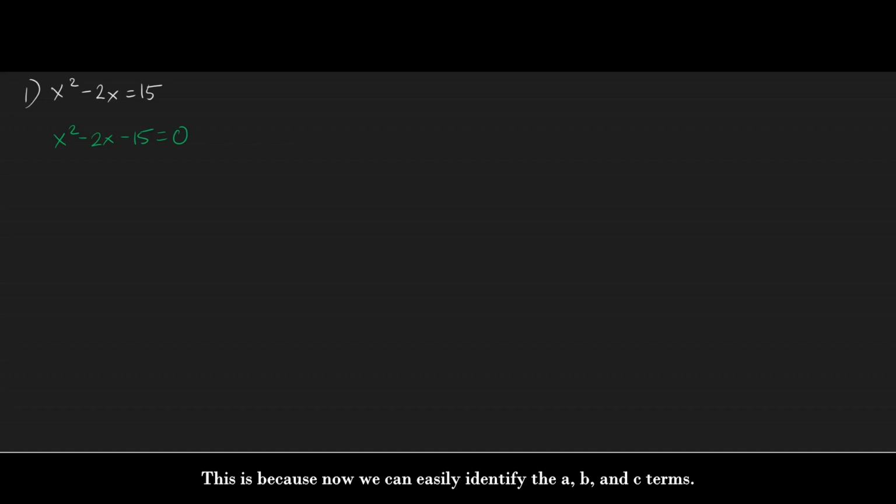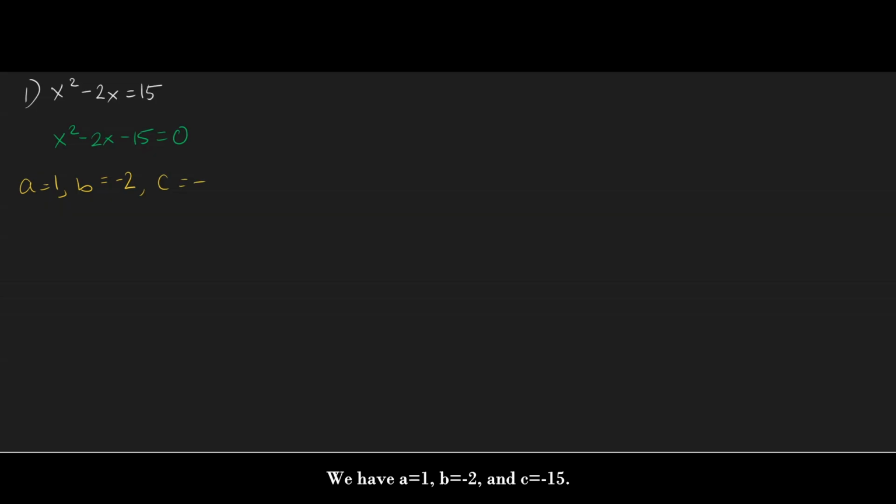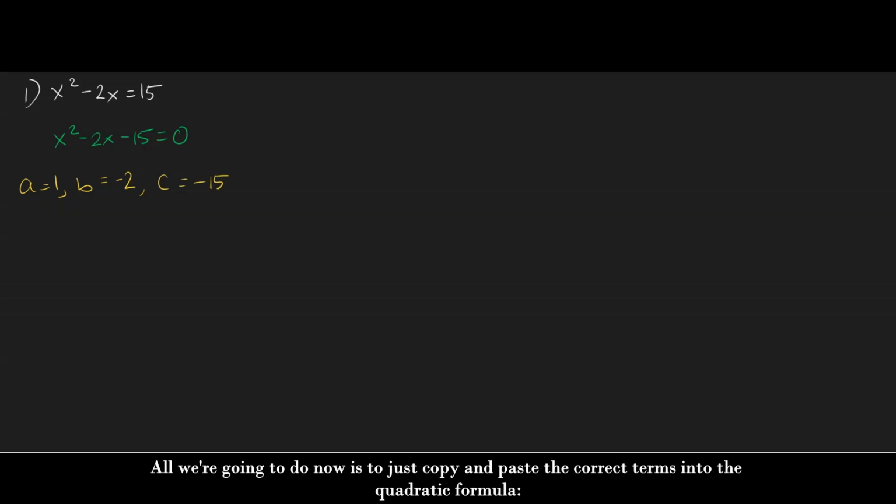This is because now we can finally identify the a, b, and c terms. We have a equals 1, b equals negative 2, and c equals negative 15. All we are going to do now is just copy and paste the correct terms into the quadratic formula. X equals the opposite of negative 2 plus or minus the square root of negative 2 squared minus 4 times 1 times negative 15, all divided by 2 times 1.